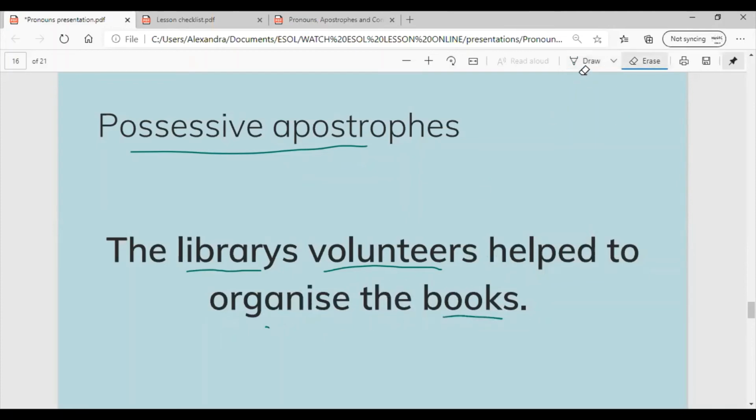Okay, so we're going to focus on the library and volunteers. Now this is a place. The volunteers belong to the library in this sentence, so we're going to put our apostrophe here. So the library's volunteers. Okay, so I'll put that apostrophe in a bit clearer. Yeah, so you've got the library's volunteers. So you can see how putting our possessive apostrophe in there shows that the volunteers, this noun, belongs to this noun. So the library's volunteers.